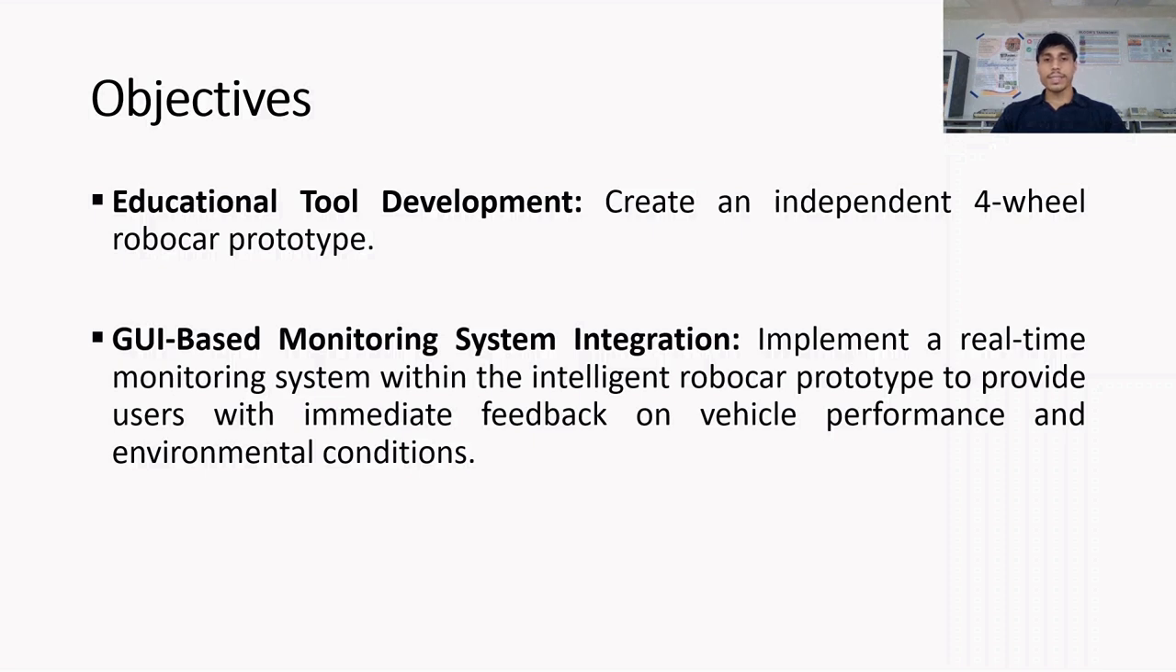The second objective is the real-time monitoring system. It integrates a GUI-based real-time monitoring system for immediate feedback on vehicle performance and environmental conditions. This feature allows for dynamic adjustments and a better learning experience, enabling students to analyze and observe the real-time impacts of the sensors.